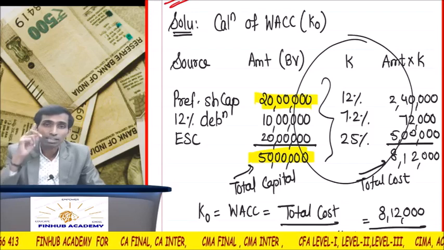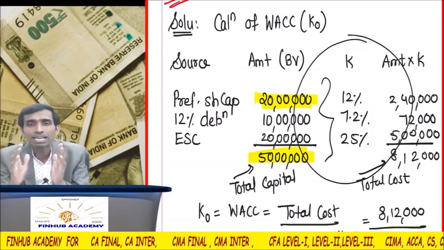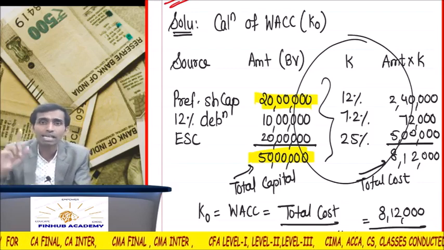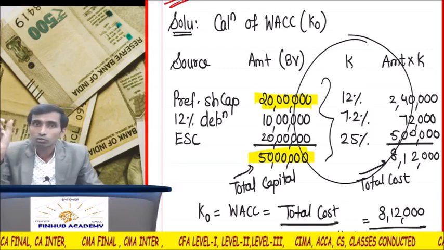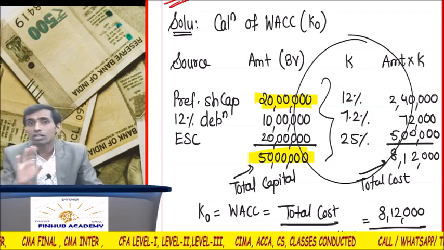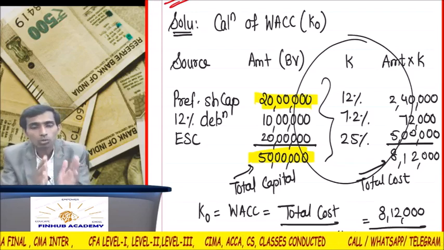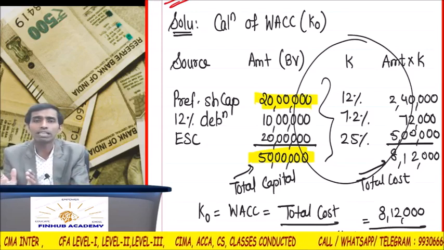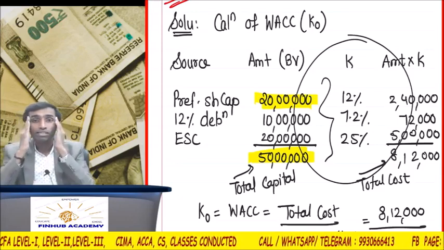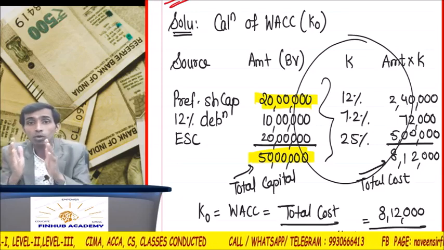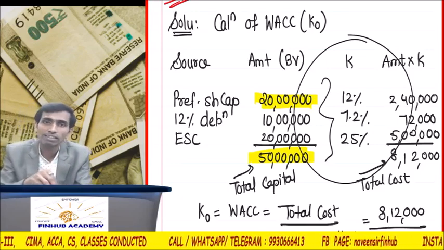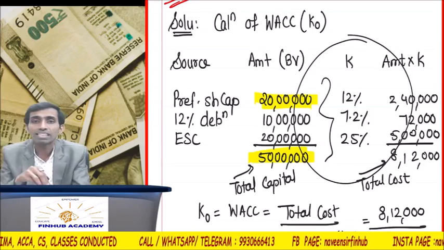So what happens? Actually, listen. In practical life, the weights should be based on target capital structure. Target means where you have to reach. But in our exam, target capital structure is not given. So either book value or market value will be given. Practically, which is the more accurate way? The one based on market value. Agreed. But practically you can't use it. Why?